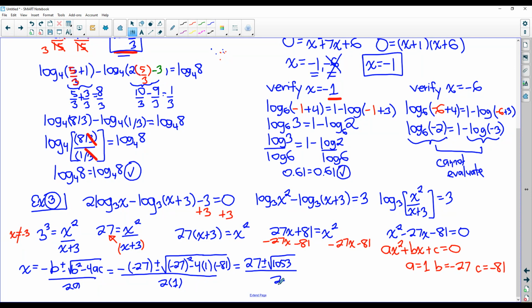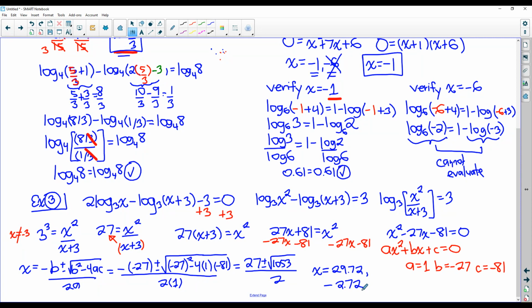Now, the question does say we can write this to 2 decimal places, so there's no need to try to break that radical down into a more simplified one. The first solution would be 27 plus the root divided by 2, which gives an answer of 29.72. The second solution would be 27 minus the root over 2, so that would be negative 2.72.